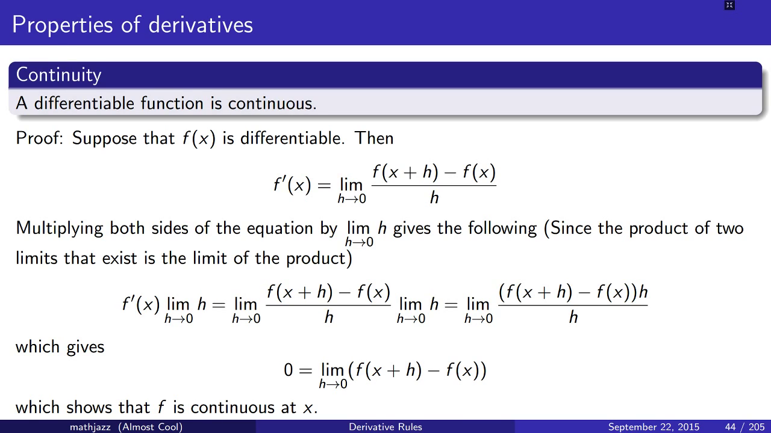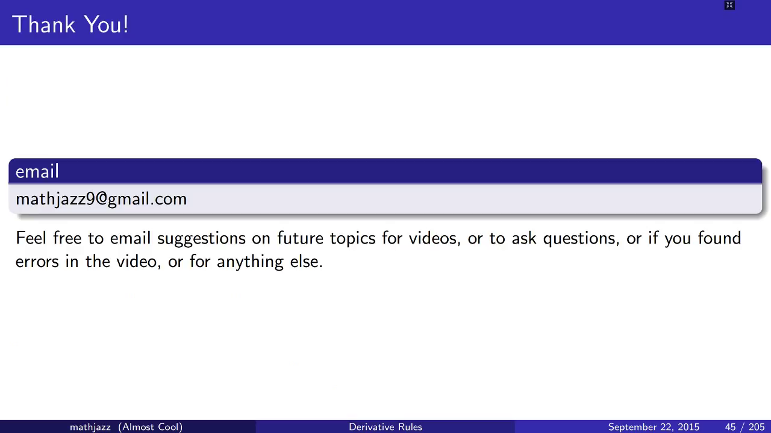And that shows that f is continuous at x, because it shows that the limit of f at x is equal to the value of f at x. So that's the definition of continuous. So all differentiable functions are continuous.